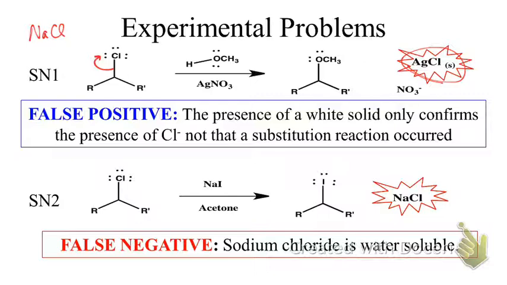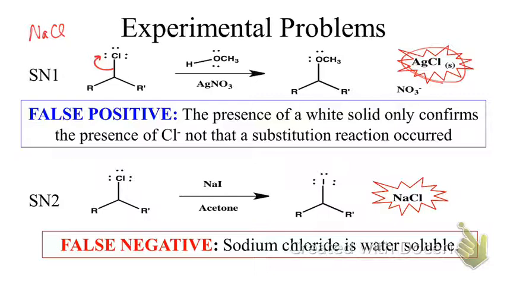The silver reacts with what? Chloride. It doesn't care where the chloride came from as long as it's present. So if I add sodium chloride to my solution, I see a precipitate. Does that mean an alkyl halide reaction occurred? No, that just means there was chloride present in my solution. So one of the big issues with the SN1 reaction is we can sometimes pick up false positives.